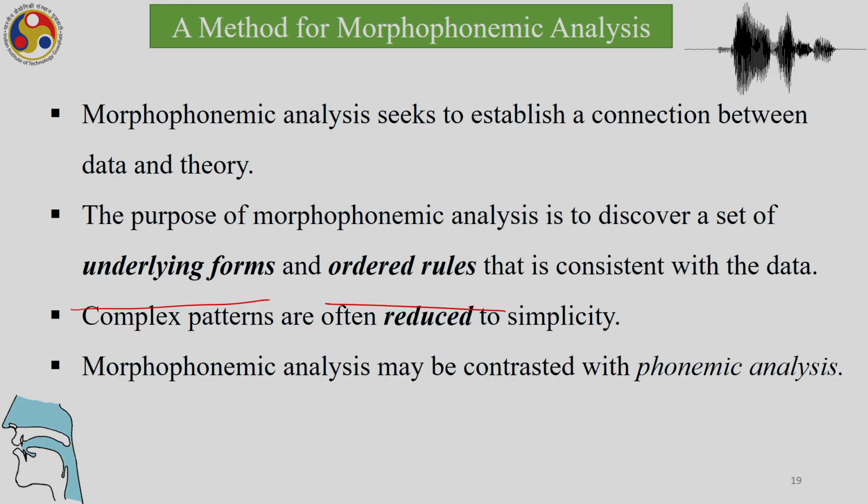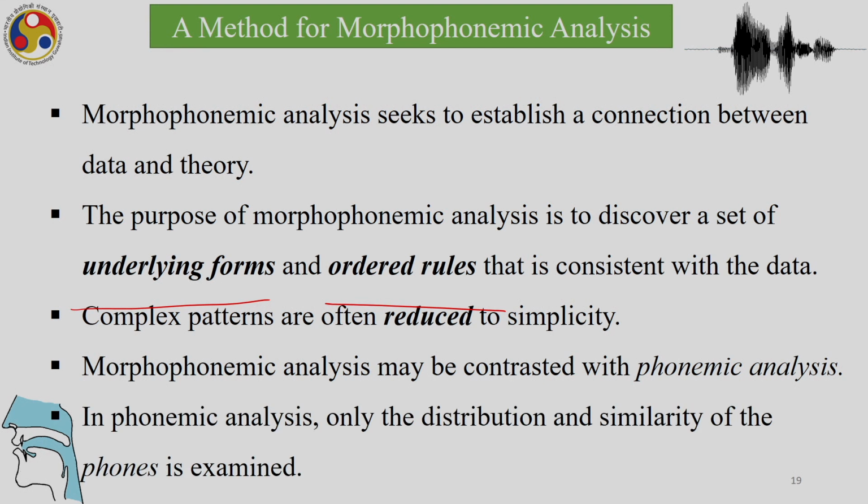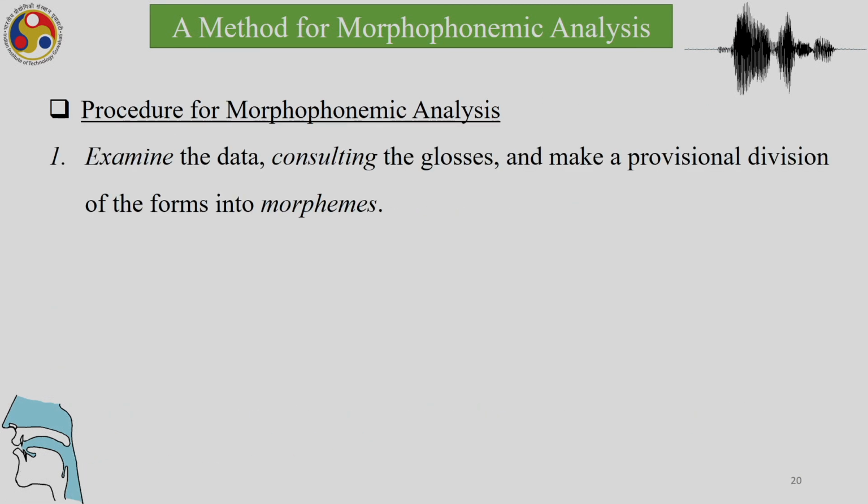And morphophonemic analysis may be contrasted with phonemic analysis, which we looked at in the previous lectures. What happens in the phonemic analysis? It is only about phones and phonemes. But morphophonemic analysis involves morphological complexity, data which is morphologically complex. What is the procedure for morphophonemic analysis? We have to, of course, examine the data. We have to look at the glosses and make provisional division of the forms into morphemes. So we have to make what is known as morpheme cuts.